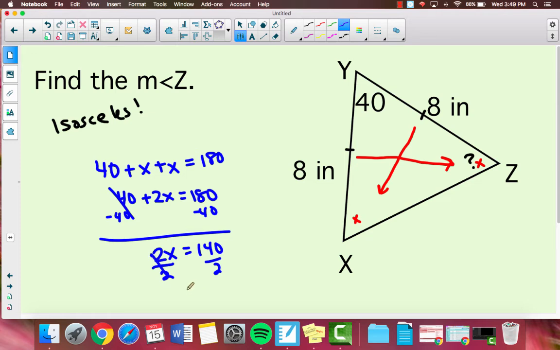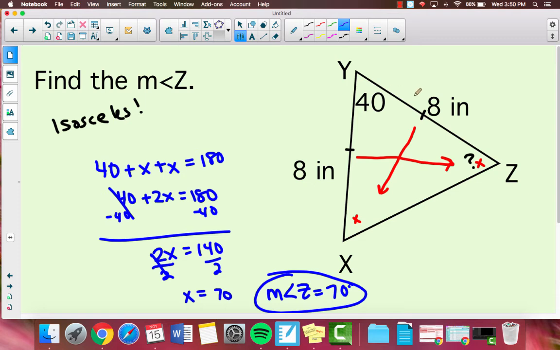So what's 140 divided by 2? That gets us 70. So that means that the measure of angle Z is 70 degrees. So make sure you don't just put x equals 70. Make sure you answer what they ask. They ask for the angle, not just x. So sometimes you're going to have to plug it in to make sure you get your final answer. So 70 degrees. And we're done.